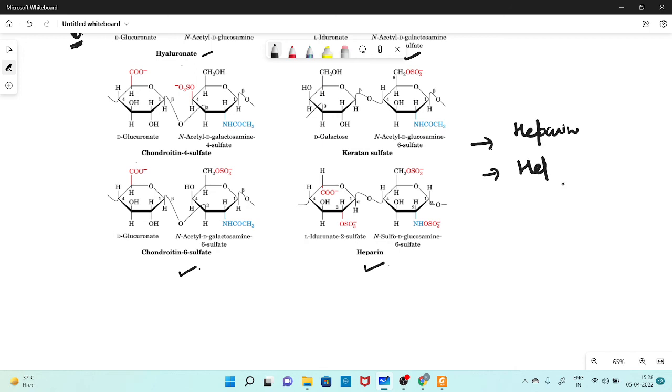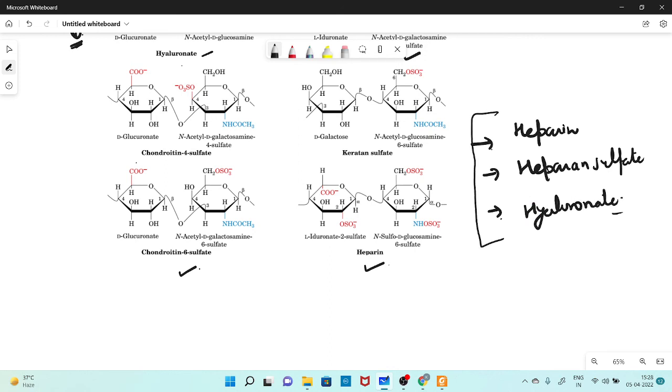Second one, heparan sulfate. And third thing is your hyaluronate. So questions always come from this confusing topic. You need to remember their function and their structural units also. In the case of heparin, it is iduronate sulfate and D-glucosamine sulfate. So this unit structure also you need to remember, right?